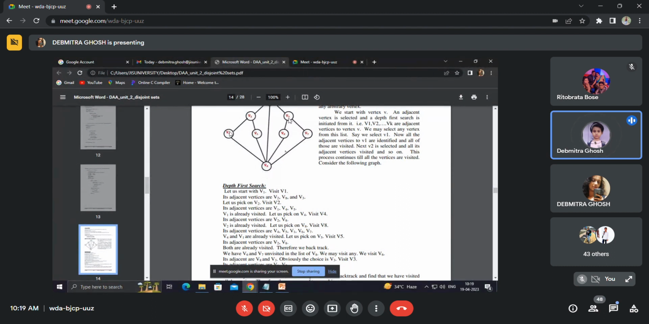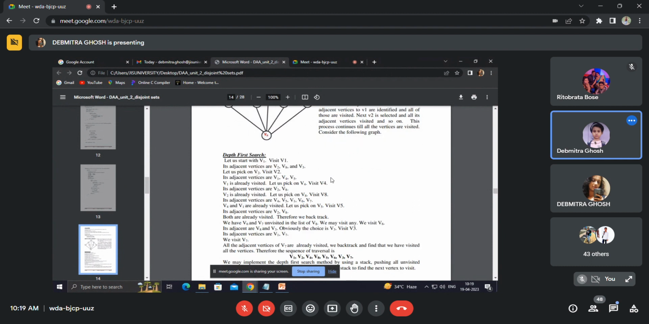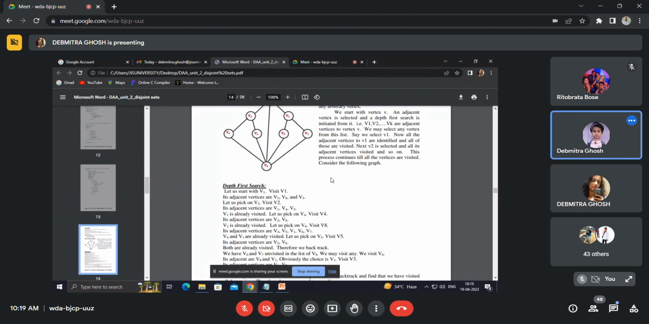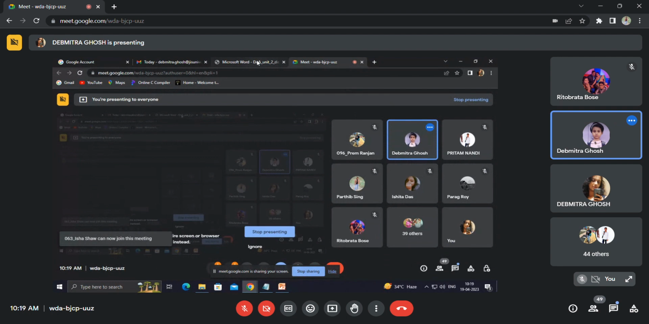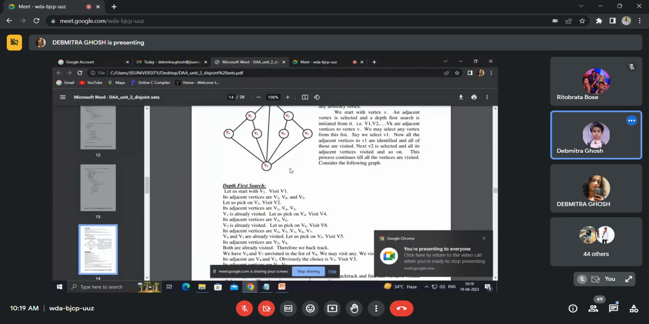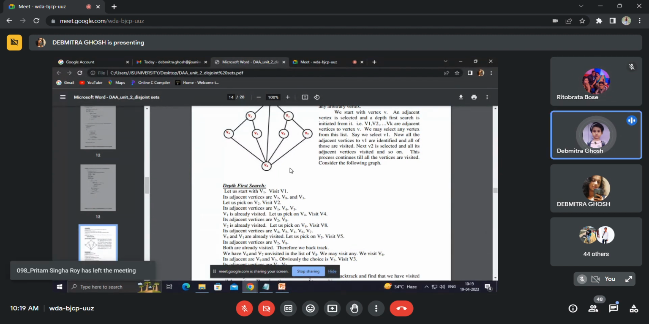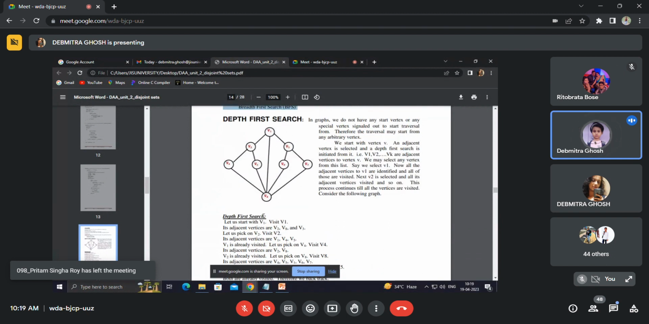Now what are the vertices from V3? Tell me, any one of you? What are the adjacent vertices of V3? No one. Ma'am, V6 or V7? Tell me yourselves, from which vertices and how.